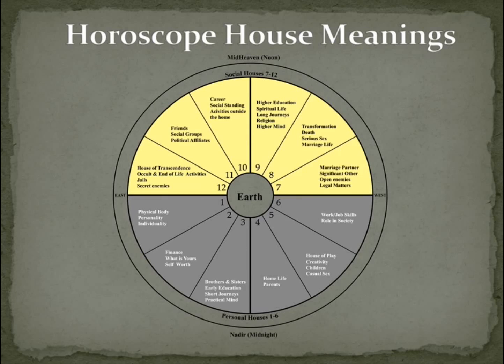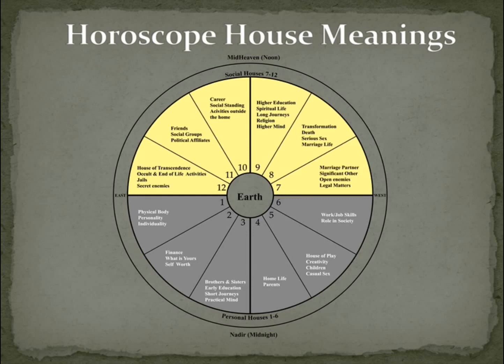These are the 6 personal houses of the horoscope, and as you can see, they are personal in nature. They are below the horizon in the dark, symbolizing that only you know your true weaknesses and strengths in these departments of life, and only you know what it will take to improve them.